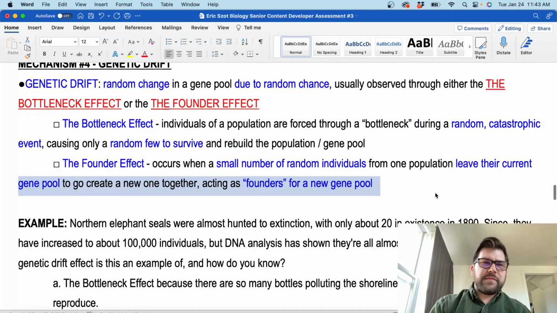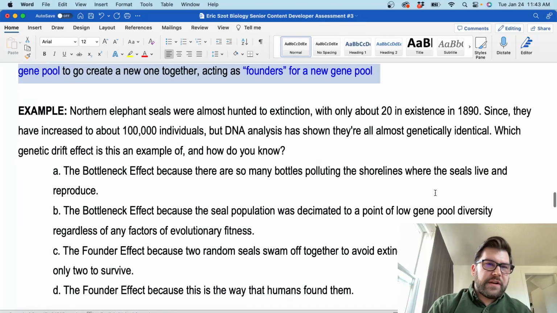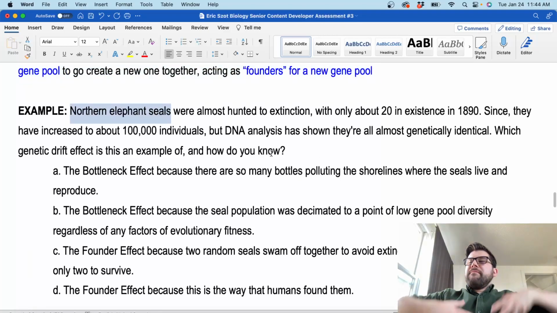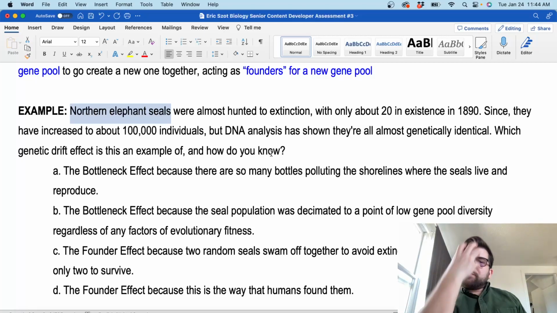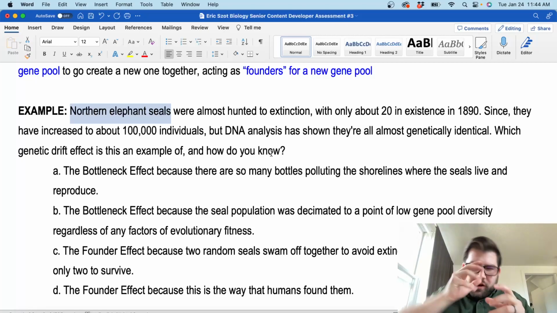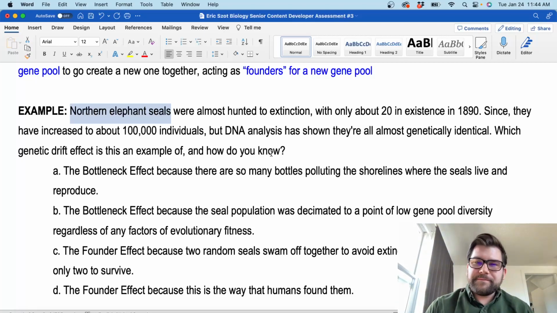Might also help to look at some practice here. So let's get into the example. What's our example down here? We're looking at northern elephant seals. Those are the guys up in the north, the Arctic Circle. The males are ginormous. The females are quite large too, but the males especially have almost like a small trunk off their faces. They kind of almost look like elephants, aptly named by us.